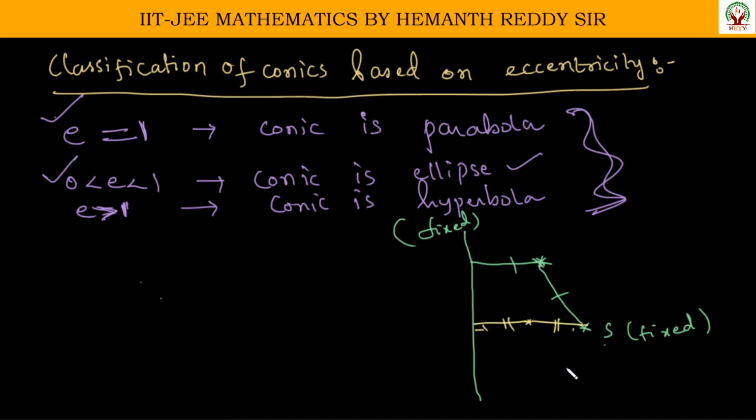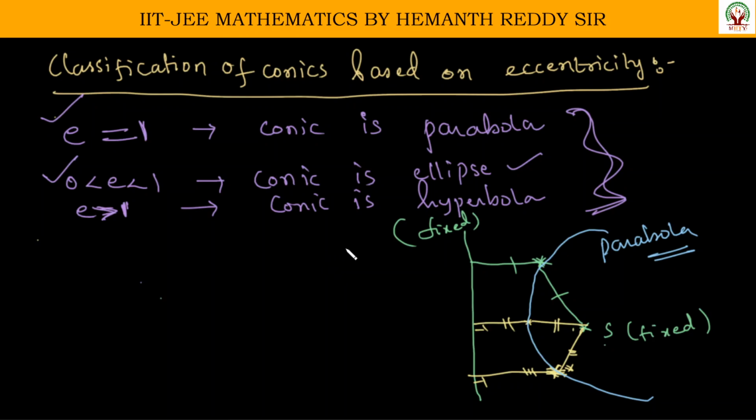Next, I'll take one more point here, such that this distance and this distance are again equal. Now all such variable points result in a conic, and that will be called a parabola. This is a parabola, a shape that looks something like this. So the eccentricity will be 1.